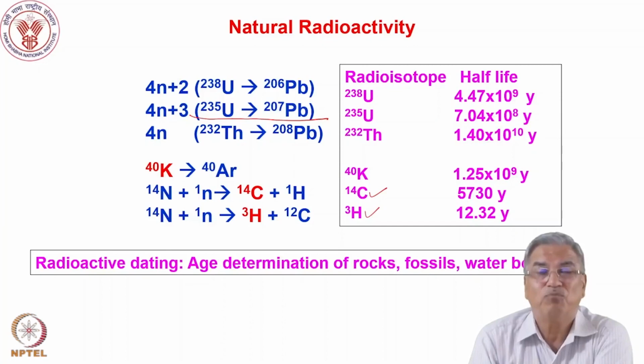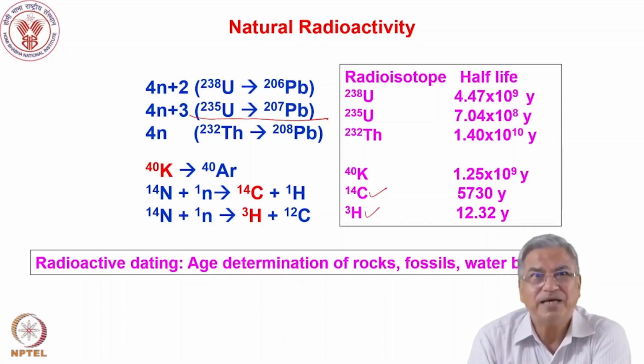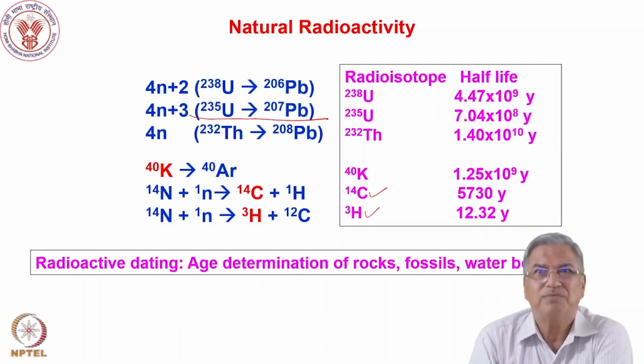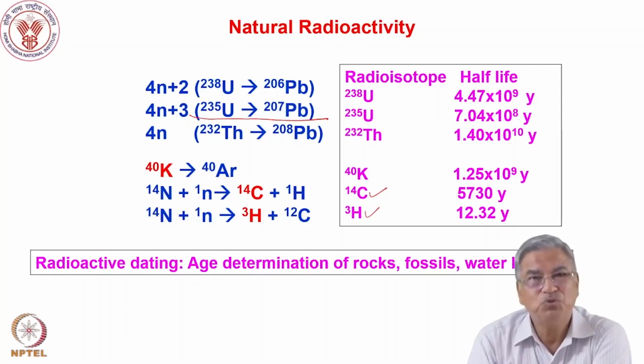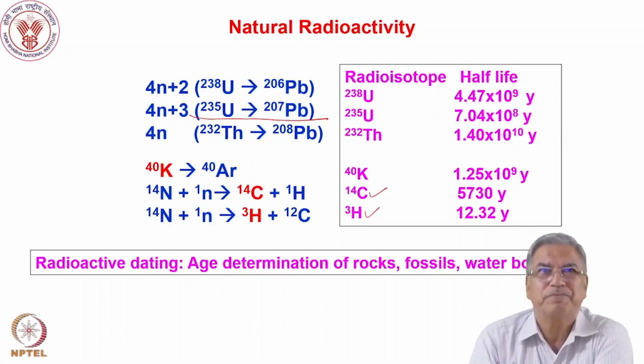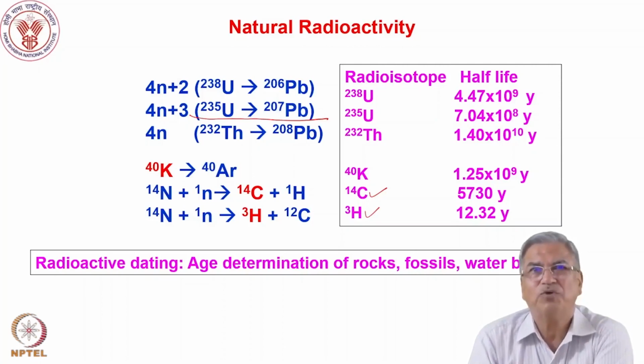But the important point I wanted to highlight here is that these long-lived isotopes, which have half-lives of the order of the age of the Earth, as well as carbon 14 and tritium, are very much useful in many studies. For example, you want to determine the age of rocks. By determining the content of uranium 238 and lead 206, you can in fact find out when this rock was formed. Similarly, fossils contain carbon, so carbon 14 is decaying. You can use the activity of carbon 14 to find out the age of a fossil.